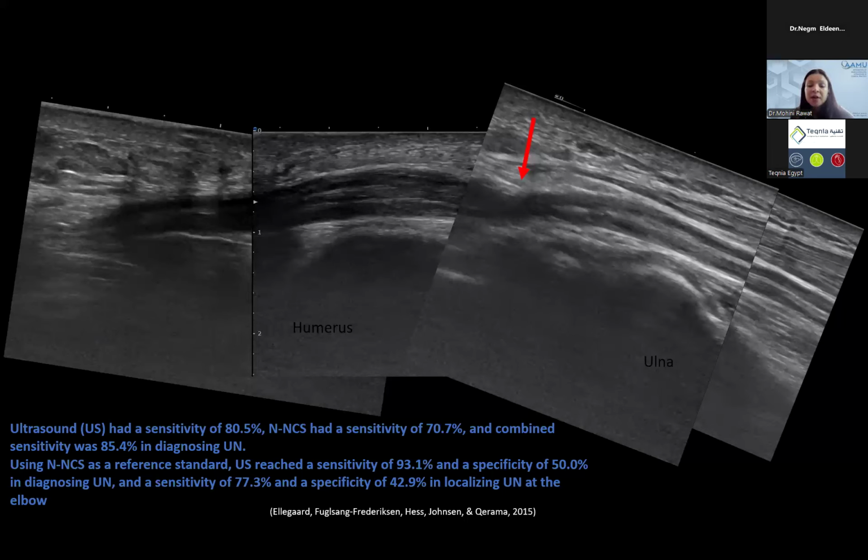Nerve conduction studies have a sensitivity of 70.7%. And if you combine them, they have a sensitivity of 85.4% in diagnosing ulnar neuropathy. So it is recommended that you use EMG and ultrasound together in the diagnosis of ulnar neuropathy.